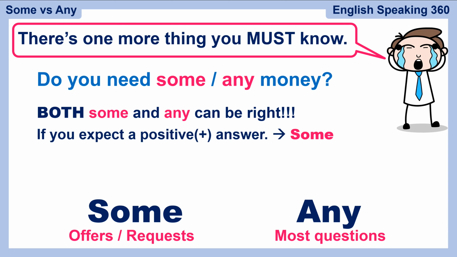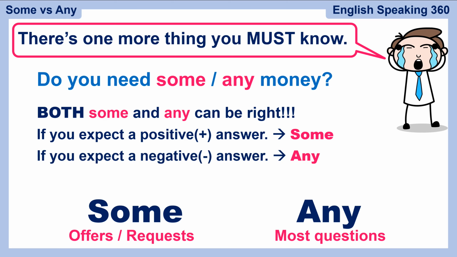It depends. If you expect a positive answer, you use some. If I think you're going to say, yes, I need some money, I'm going to say, do you need some money? For example, if you have a teenage son and he's going out with some friends and you know that he doesn't have a part-time job, you would probably say, do you need some money to go out with your friends? Because you expect a yes.